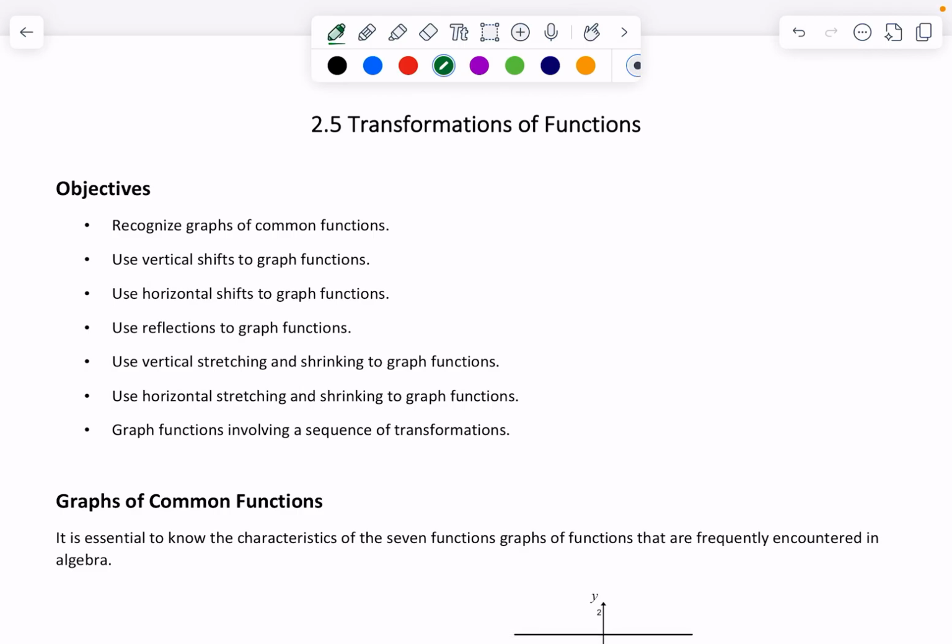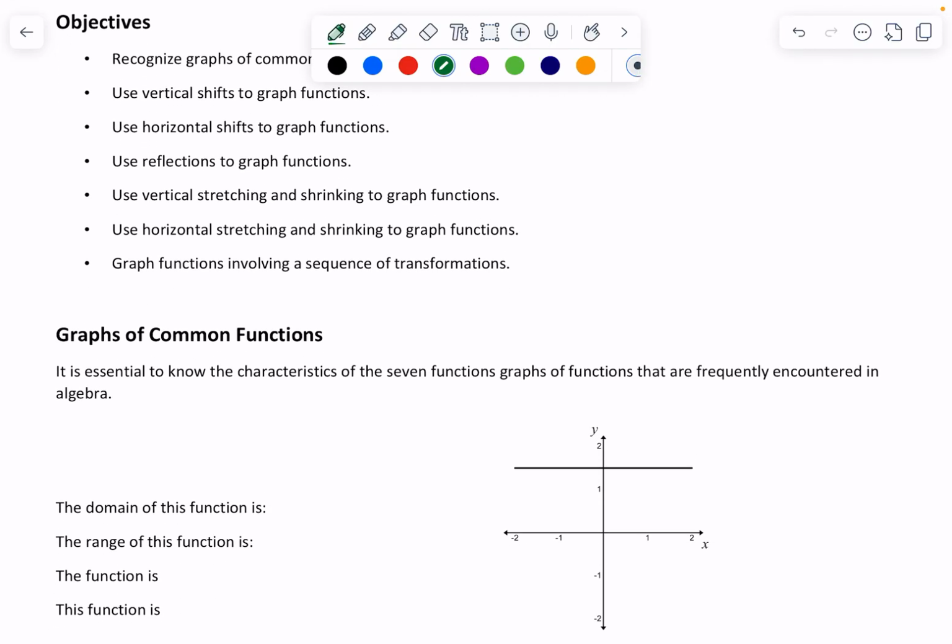Okay, we are on lesson 2.5, transformations of functions. So we're going to go ahead and start with graphs of common functions. It is essential to know characteristics of the seven graphs of functions that are frequently encountered in algebra. There are seven of them that you should know.